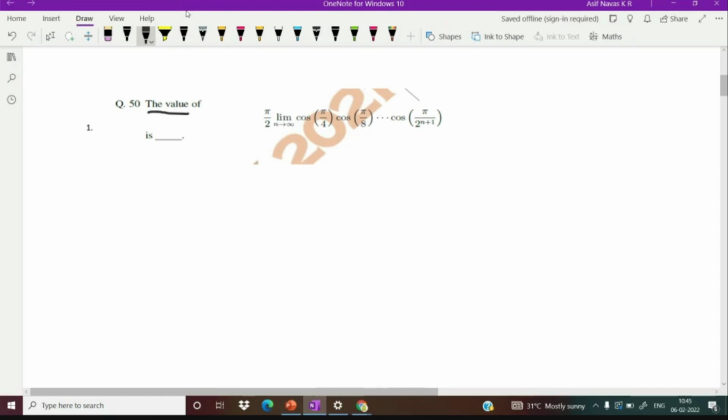Find the value of pi by 2 into the limit as n tends to infinity of cos pi by 4 into cos pi by 8, etc., cos pi by 2 raised to n plus 1. While getting a question like this, you have to remember this is a trigonometric function, right? Cos is a trigonometric function. Think about the trigonometric identities that reduce the complexity of this question. That's an important thing. If you are getting a trigonometric function, there is a hidden clue that trigonometric identities will help you to solve this problem.